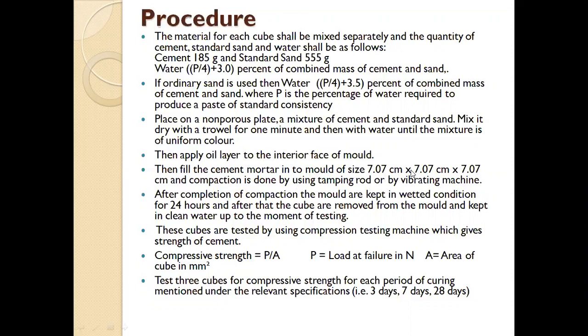So if you use the vibrating machine, then first we have to fill up the mold with the cement mortar and level the top surface and then put it on the vibrating machine, and vibration is given so that there is compaction. If the vibrating machine is not available, then by using the standard tamping rod, we can compact the cement mortar in layers so that we achieve the required compaction. Next, after compaction is completed, level the top surface of the mold.